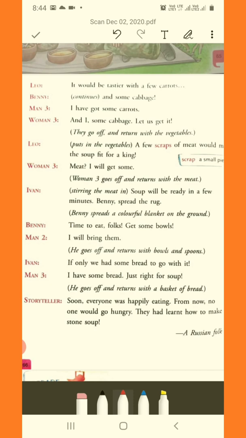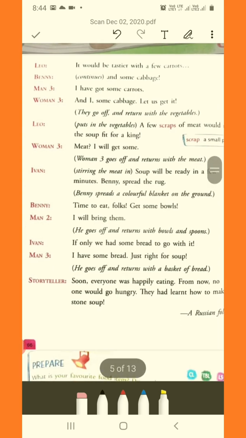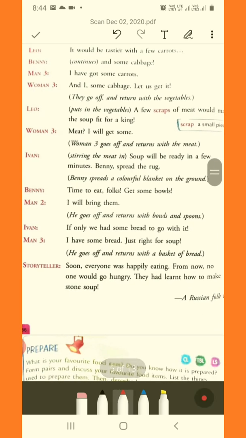Leo says, the soup would be tastier with carrots. And Benny says, some cabbage, if we can get it, would be wonderful. So one man says, I've got a few carrots. And a woman says, okay, fine, I'll get some cabbage as well. So they go off and they return with the vegetables. Now what does Leo have to say? Leo puts the vegetables in.